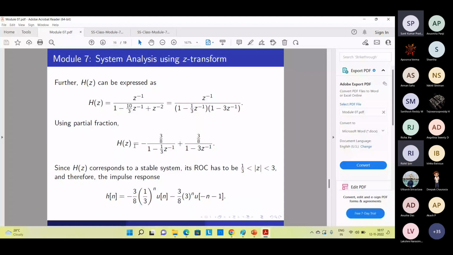finally your H of z comes to be this value: minus 3 by 8, 1 divided by 1 minus 1 by 3 z inverse, plus 3 by 8, 1 divided by 1 minus 3 z inverse.